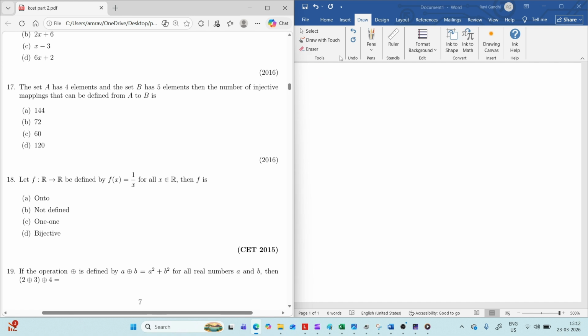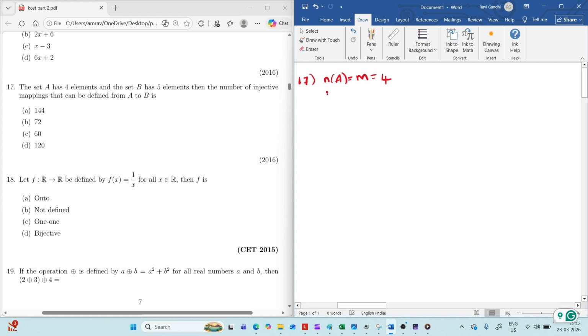So let us first record the data given here for the 17th question. The set A has 4 elements. That means the number of elements in set A, let me take the letter m, is equal to 4. And set B has 5 elements, that is, the number of elements in set B is n, which is equal to 5. So as you can see here, the value of n is greater than m.